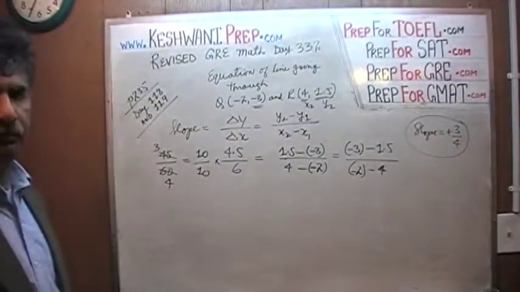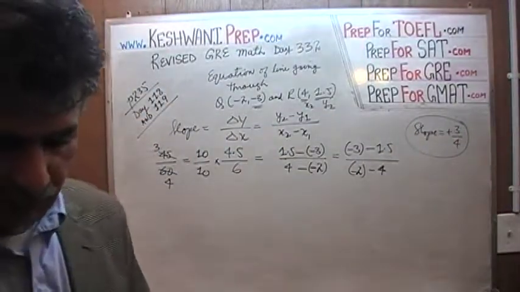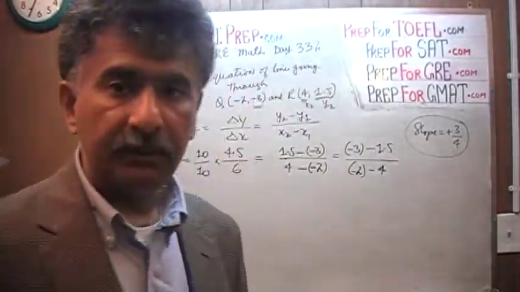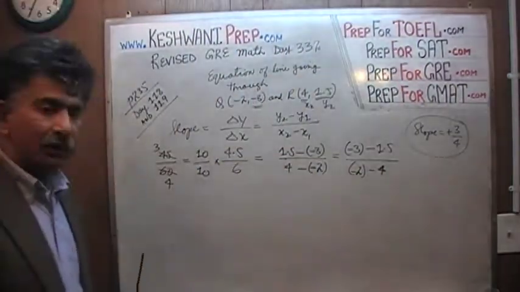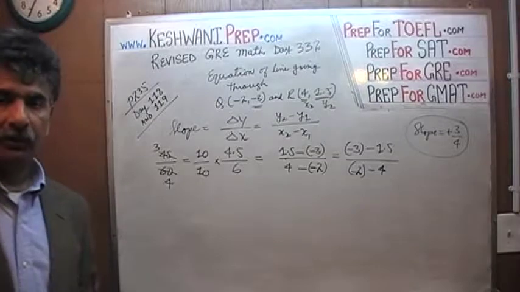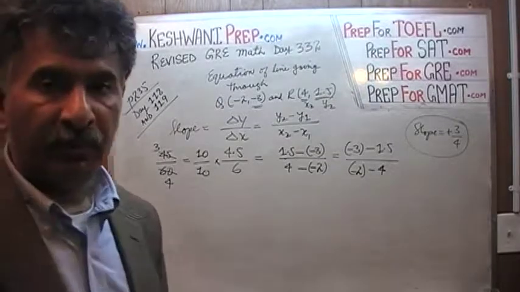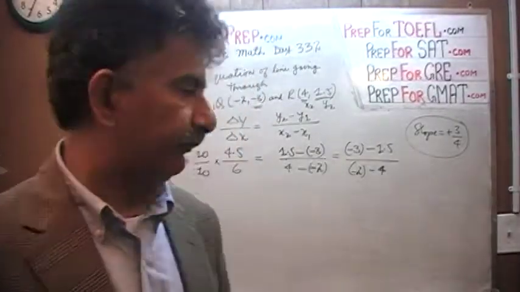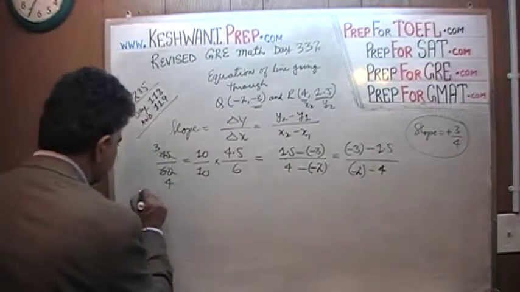That's it, we're done with the slope. Now we can proceed to find the equation of the line, and we can go about doing that in several different ways. We're going to use the form of the equation known as point slope form. So let's do it here.